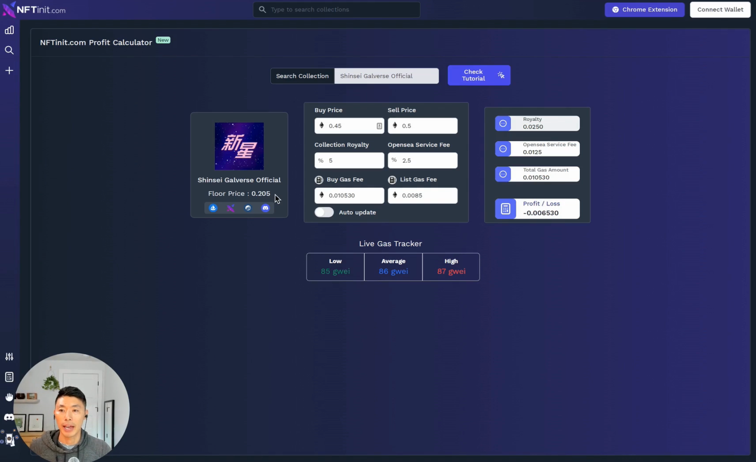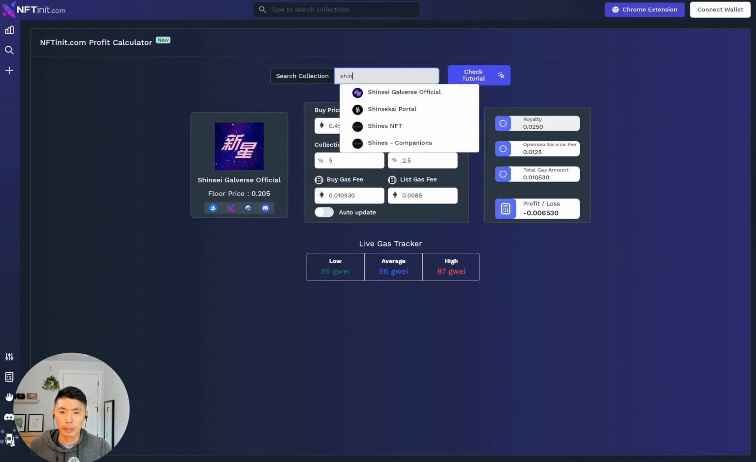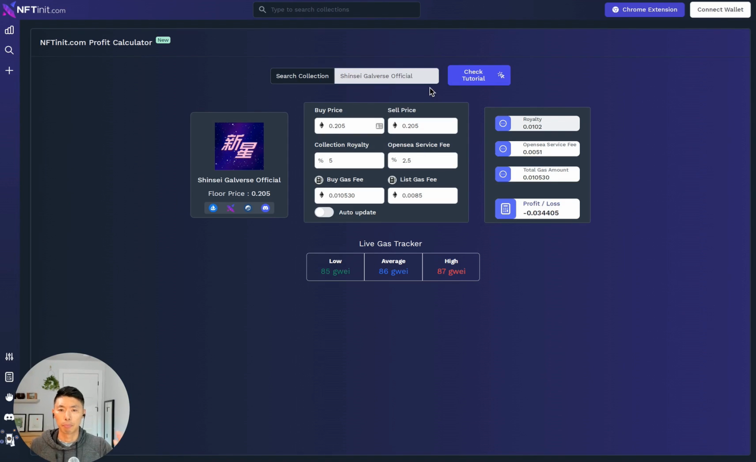And this is something cool that NFT Init puts together. They put it out for free. Basically, you just drop in your collection. It will autofill, and then it will also autofill what the royalty is, what the service fee of OpenSea is, and then gas, depending on what gas you paid.